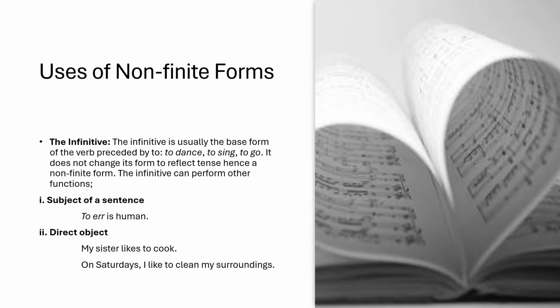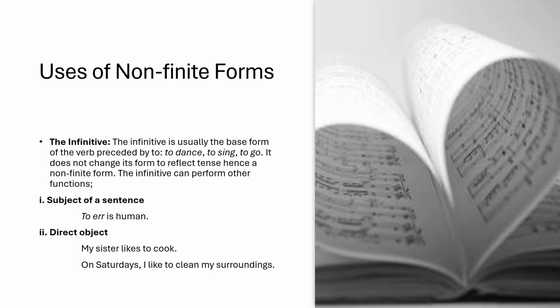So, to err is human. This is a to-infinitive that is acting as the subject of the sentence. To err means to make a mistake. So an infinitive can serve as a subject, as we can see in this situation. It can be a direct object, like you have: my sister likes to cook. So to cook is the object of the verb likes.